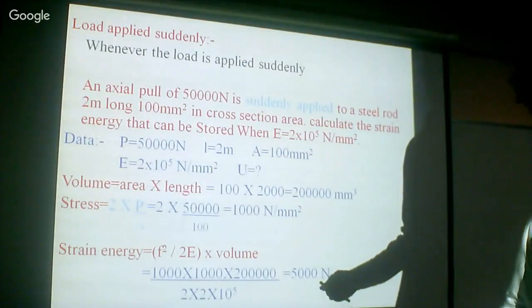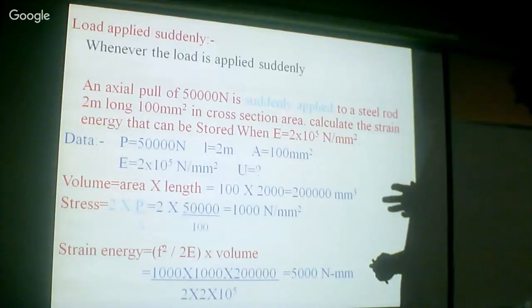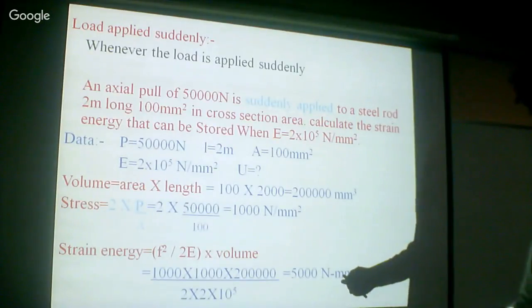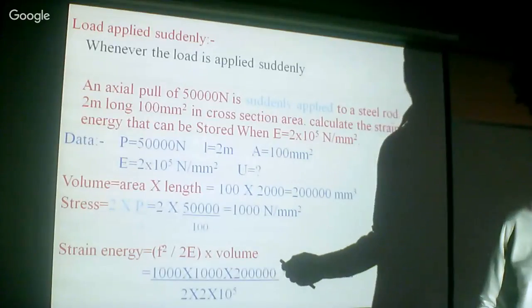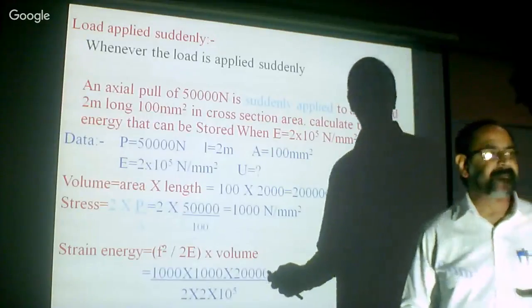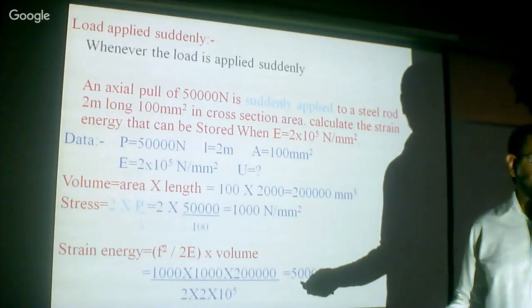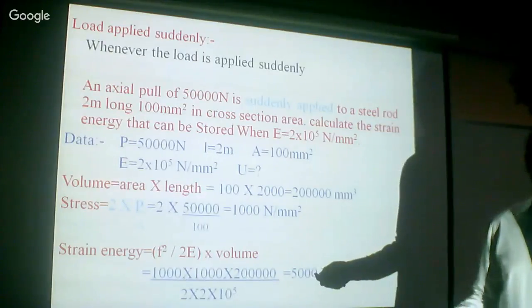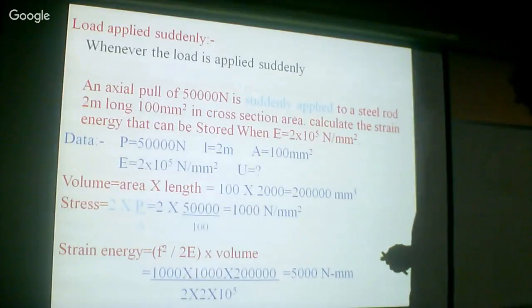What is the amount of energy absorbed in the material? Strictly speaking, when the load is applied suddenly, the stress induced will be twice the normal stress. When the load is applied gradually, the stress induced in the material is regular load divided by cross sectional area. But in this particular case, the stress will be calculated as twice the normal stress, that is 2 multiplied by load divided by cross sectional area.